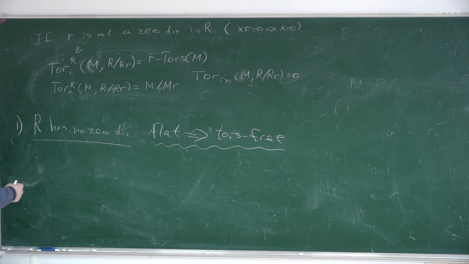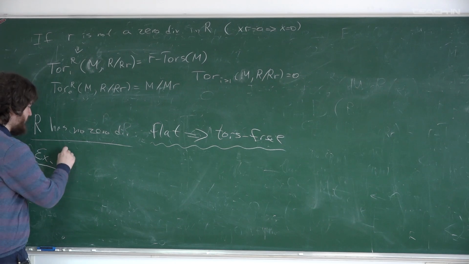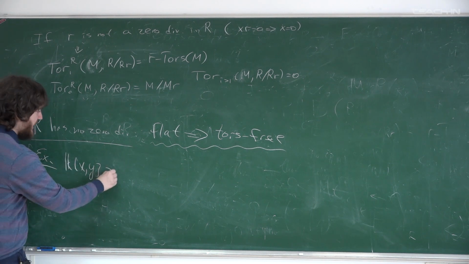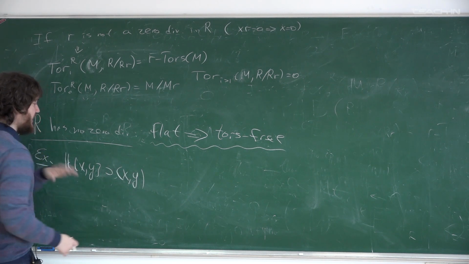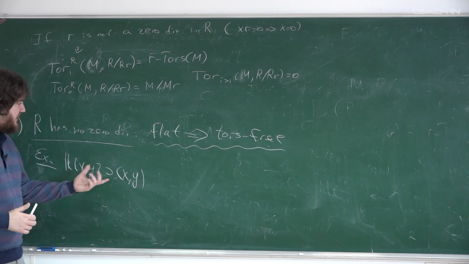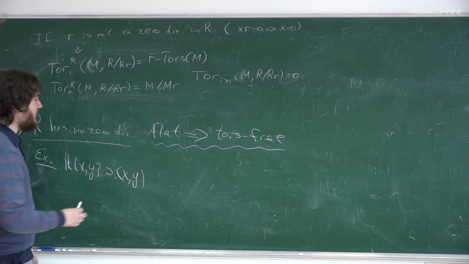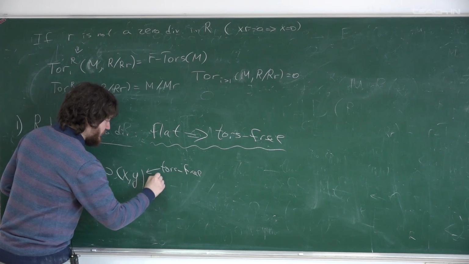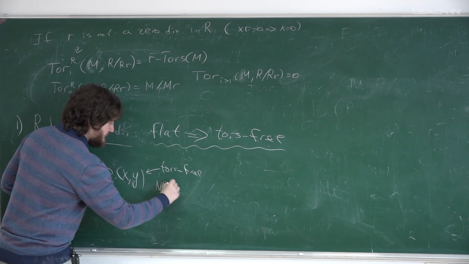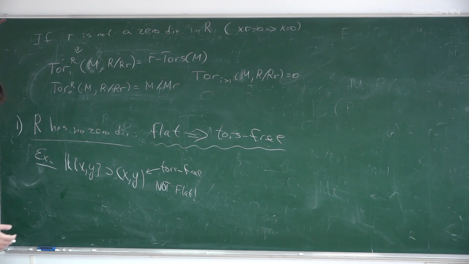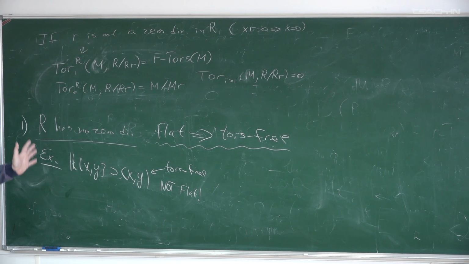For example, exercise: we consider just the polynomial ring in two variables, and consider the ideal generated by X and Y. It's any polynomial without constant term. This module is torsion-free, but it's not flat. Check that it's not flat. It's torsion-free by an obvious reason. Okay, it's torsion-free, but not flat. So, of course, it's not true in general, even for such a not very scary ring.